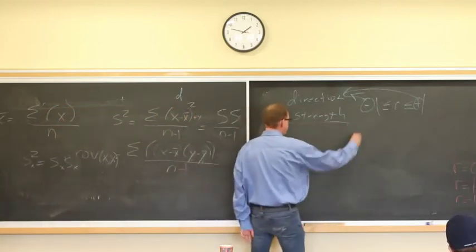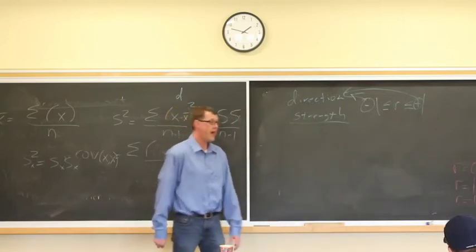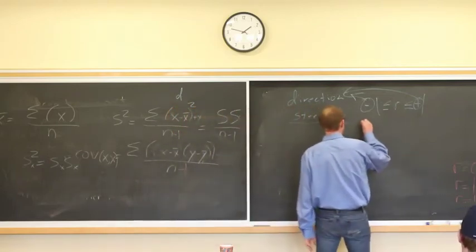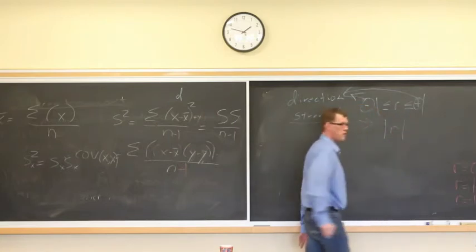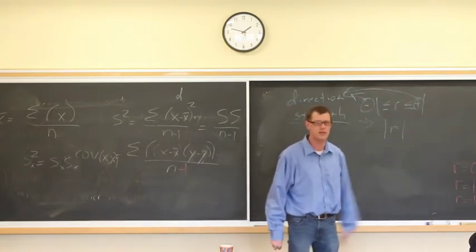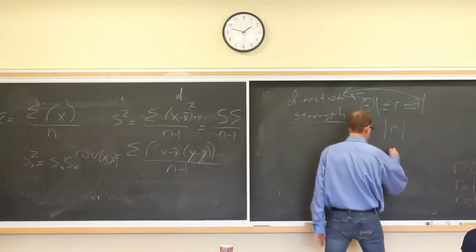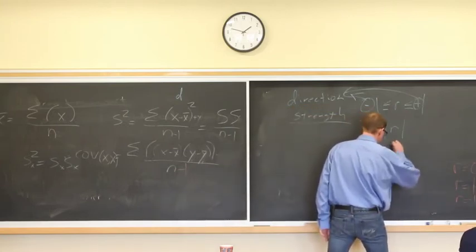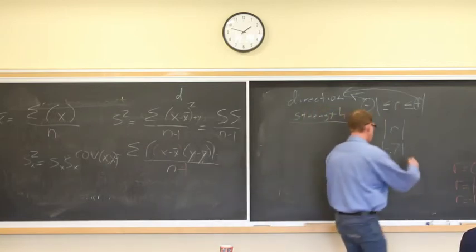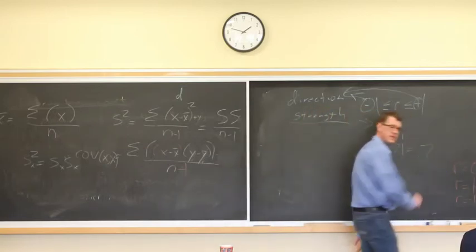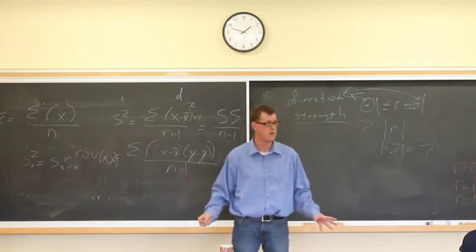So what tells us the strength? Absolute value. So, strength is indicated by the absolute value of R. So those are the absolute value signs. So to make sure everyone's on the same page, negative 0.7. What is the absolute value of negative 0.7? 0.7. Is everyone on that page?